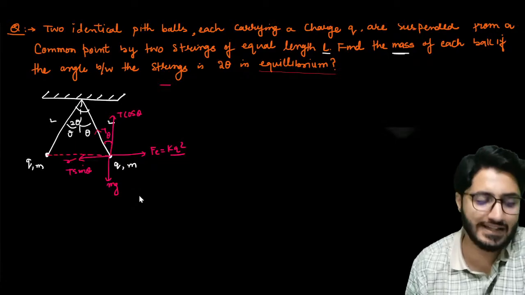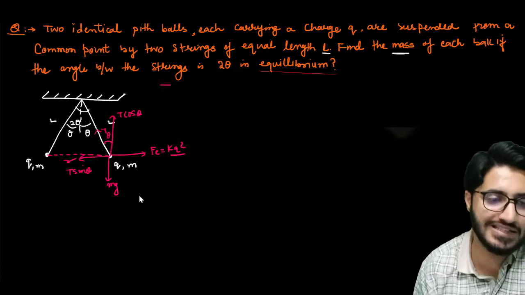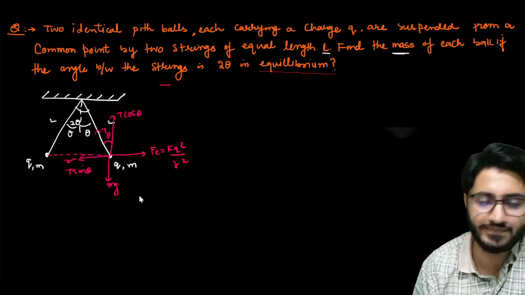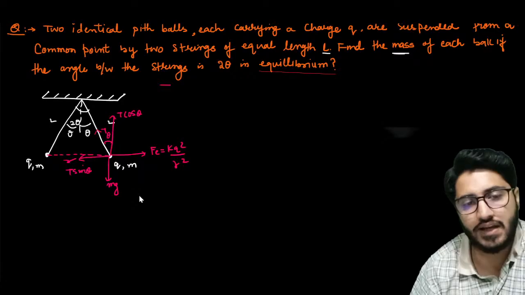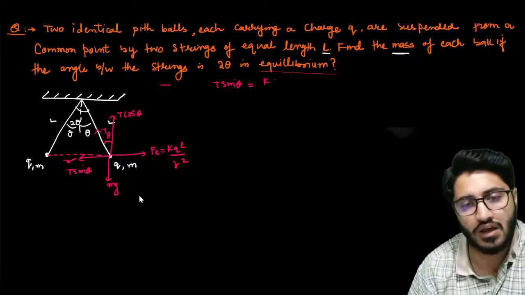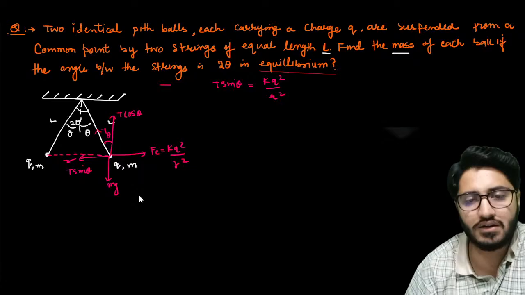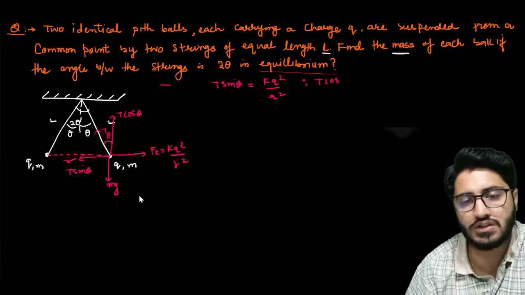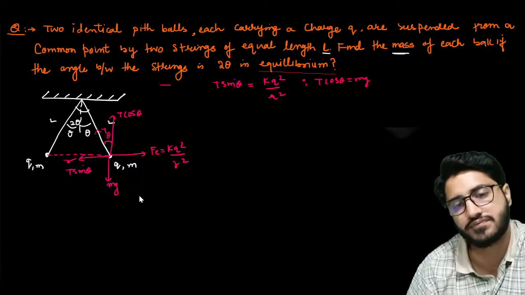Let us suppose the separation is R, so I can write R square. Now in equilibrium condition, my T sin theta would be equal to KQ square by R square, and my T cos theta is equal to mg.